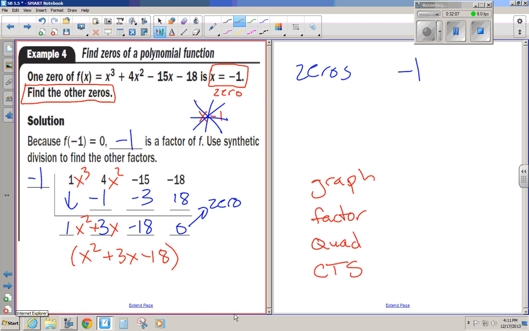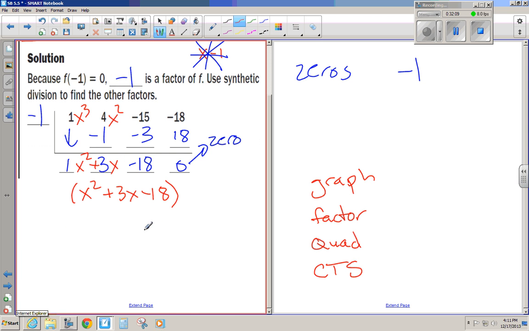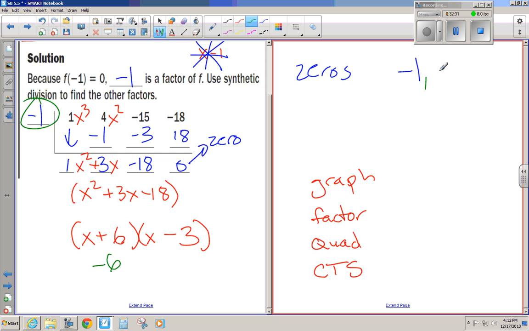Factoring should be your first go-to method, because factors of 18 that add up to 3 are positive 6 and negative 3, so x plus 6 and x minus 3. So what we have so far is a -1 as a zero. This right here becomes -6. This one here becomes 3. So those are your zeros, and you can be done with that.